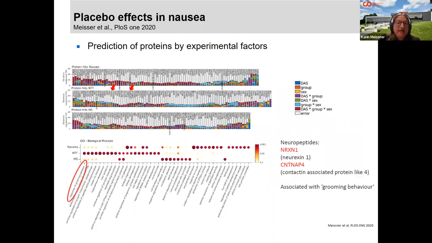And another very nice result was that we found that some social neuropeptides, which are known to be associated with grooming behavior, are associated with the placebo effect in nausea.